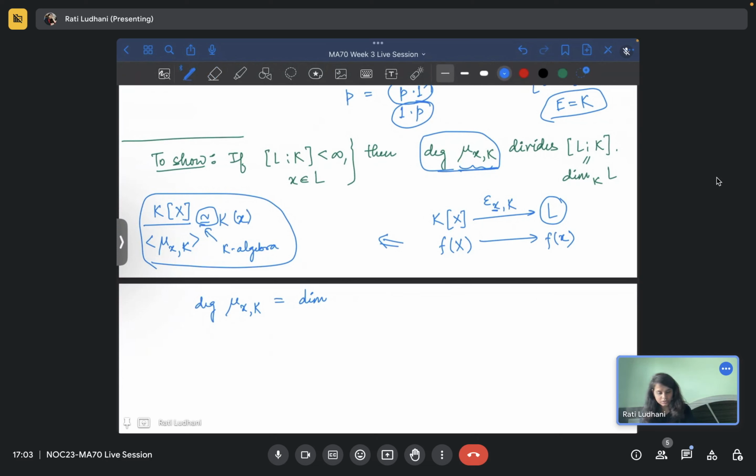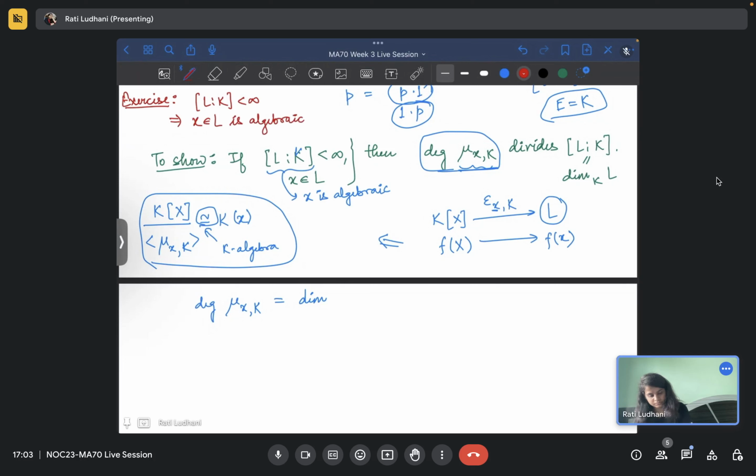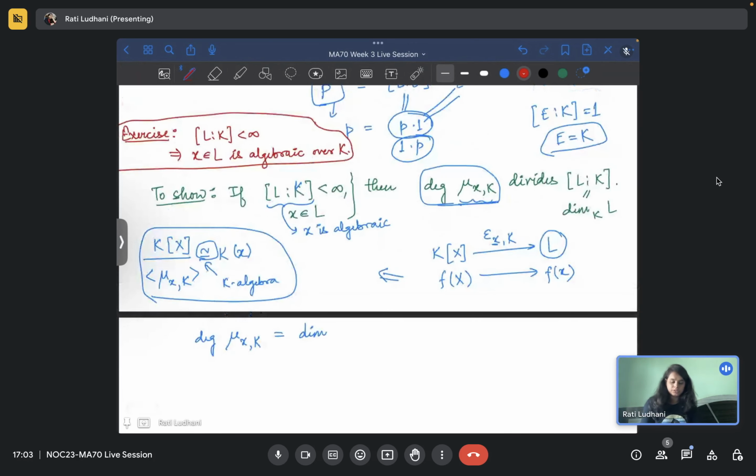Okay. One more thing. If L over K is finite, even from this we can say x is algebraic. That is also one exercise you can try. Let me write the exercise: L over K is finite implies x belongs to L is algebraic over K. So what does this say? If you have a finite extension, then every element is algebraic. You can try to prove that.